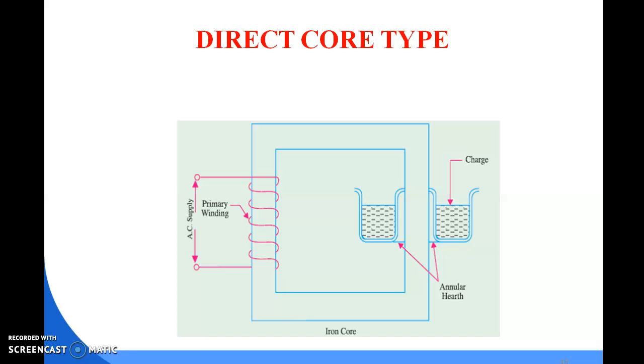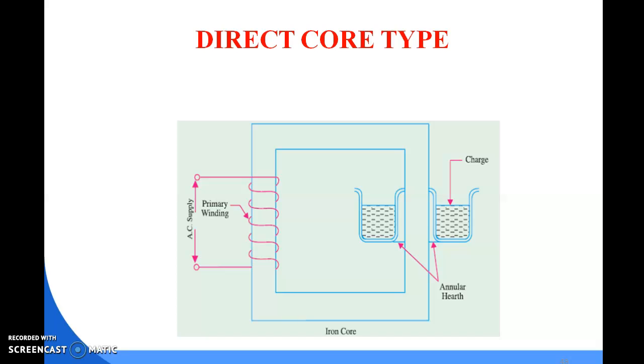Annular hearth. In the primary winding you have an annular hearth, in the secondary winding you have an annular hearth, and the annular hearth contains some charge particles. Charge. So when a current flows through, the charge is heated in the primary. Ultimately it is magnetically coupled and the charge is also heated and forms a molten metal in the secondary. That is the main point here.